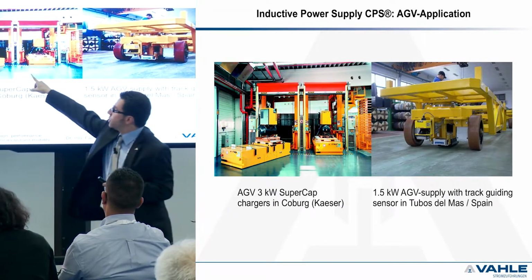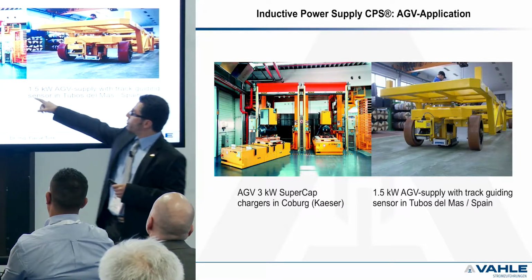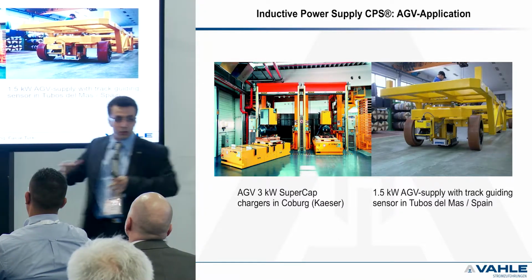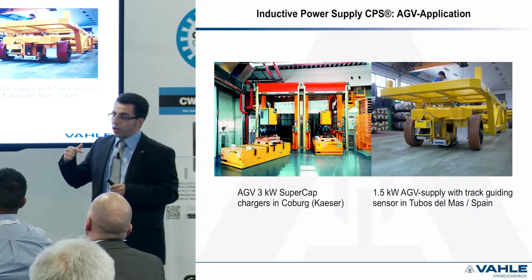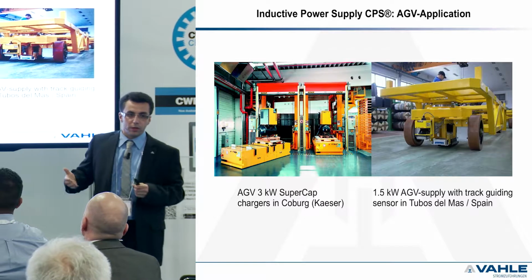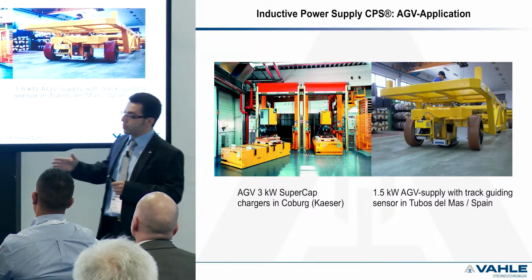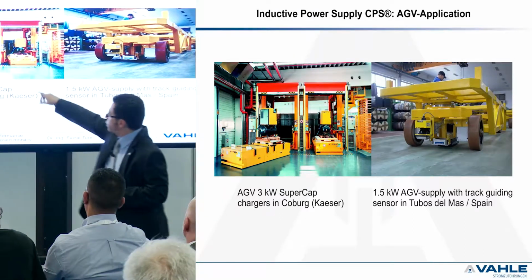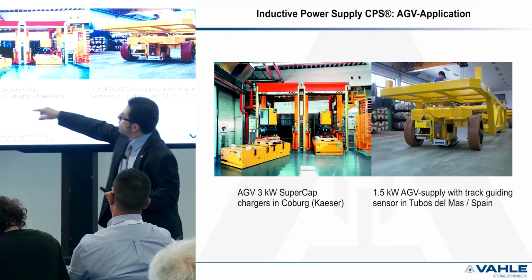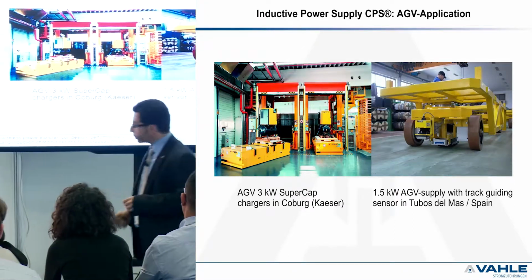The same for these HEVs too. These are 3 kilowatt supercap charging vehicles. So you've got a supercap on the top to drive over the segments where there is no power, where there is no magnetic field. But most of the time, the vehicle is supplied by the magnetic field underneath the ground. So these are the paths where there is some wire buried under the ground.